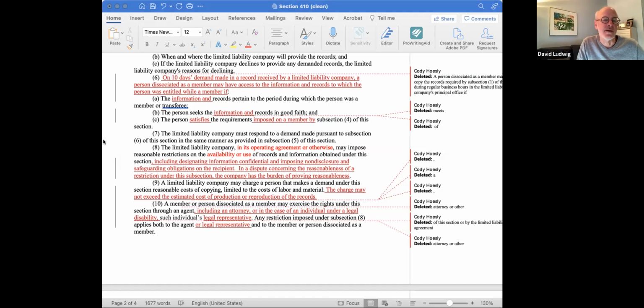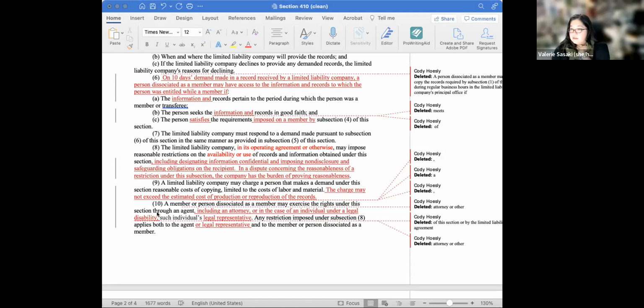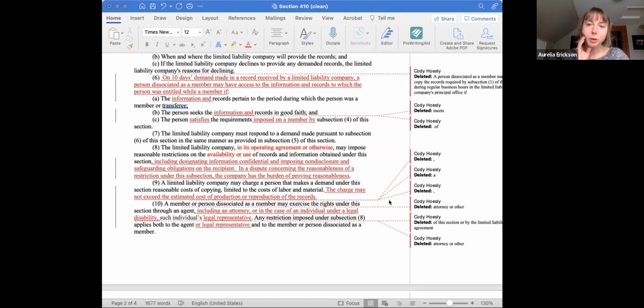Well, I'm sort of in the Michael category, but I'm okay with the change that we're looking at on the screen. Aurelia? Yeah, I share Cody's concerns about restricting the availability of records. What's the point of requiring the maintenance of these specific records if folks can't get access to them? So I do share those concerns, and I guess I'm more inclined to go back to the RCW language than including the reasonable restrictions on availability here.